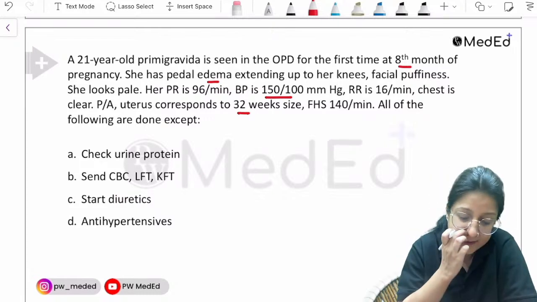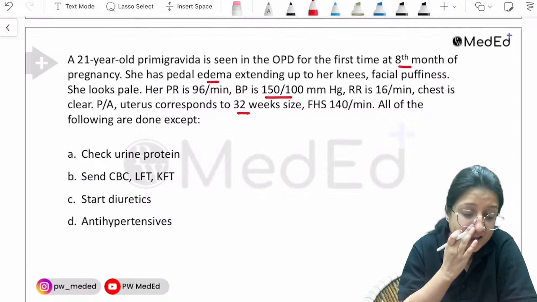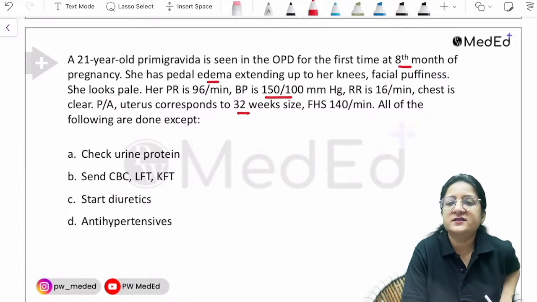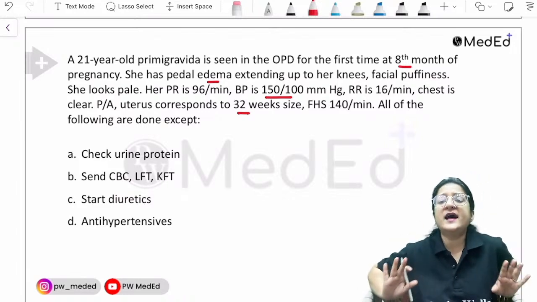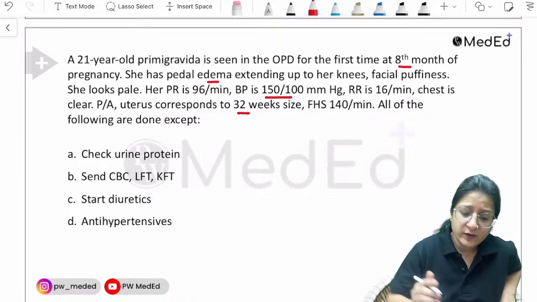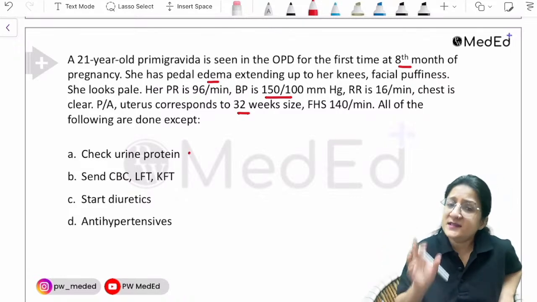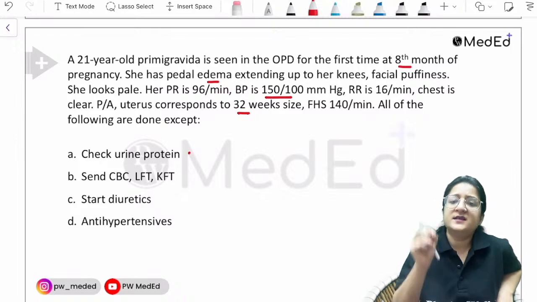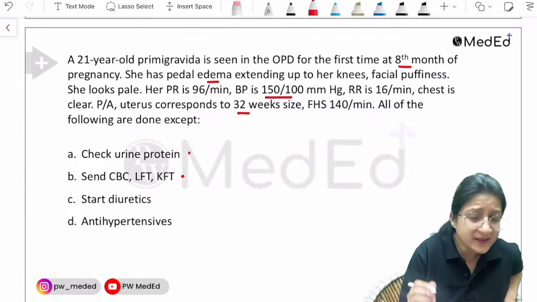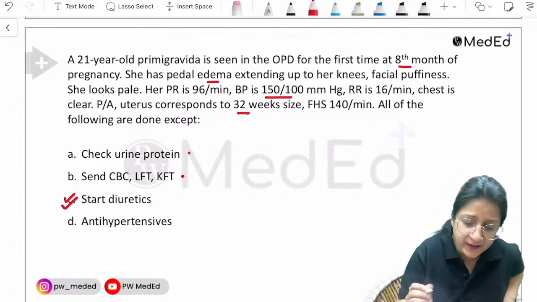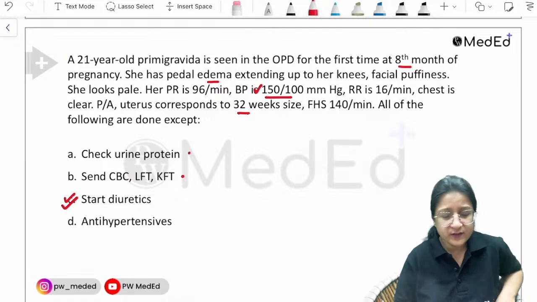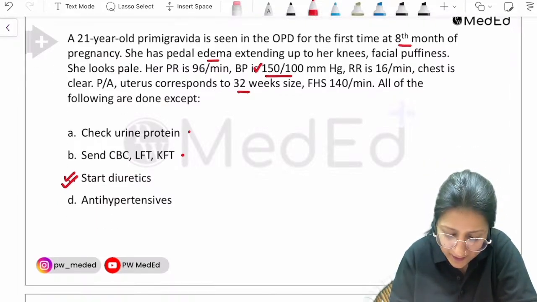All of the following are done except: very good, quick answer, start diuretic. It makes no sense to start diuretics right now. She has high BP. Whenever there is high BP in pregnancy, you have to first check the urine protein. So you check the urine protein, and you send investigations like CBC, LFT, KFT, very important. You don't start diuretics, they are not required, and you are going to go for blood pressure control, of course. So there is no sense in starting diuretics here at all, right?